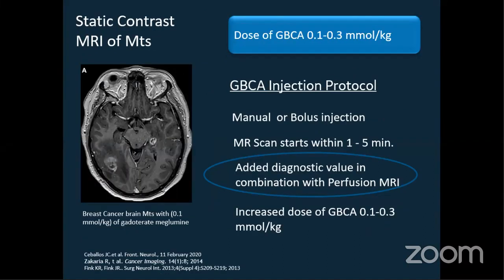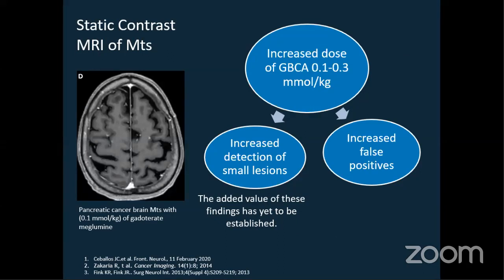The second point where I would like to draw your attention is the decision about the dose of contrast agent, because, for example, Clariscan allows the use of an increased dose for central nervous system pathologies in adults, and several studies have evaluated increased contrast dose to improve lesion detection in the brain, for example, metastases. While increased contrast dose may reveal additional lesions, the added value of these findings has yet to be established because it also may increase false positive results.